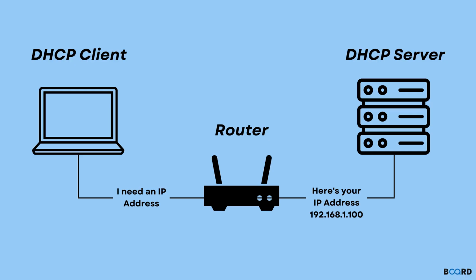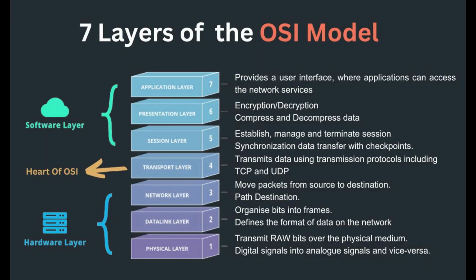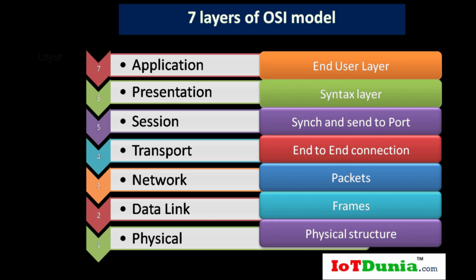DHCP works at the application layer. There are mainly 7 layers in the OSI model. The first one is the application layer, second is the presentation layer, third is the session layer, fourth is the transport layer, then the network layer, the data link layer, and the physical layer.